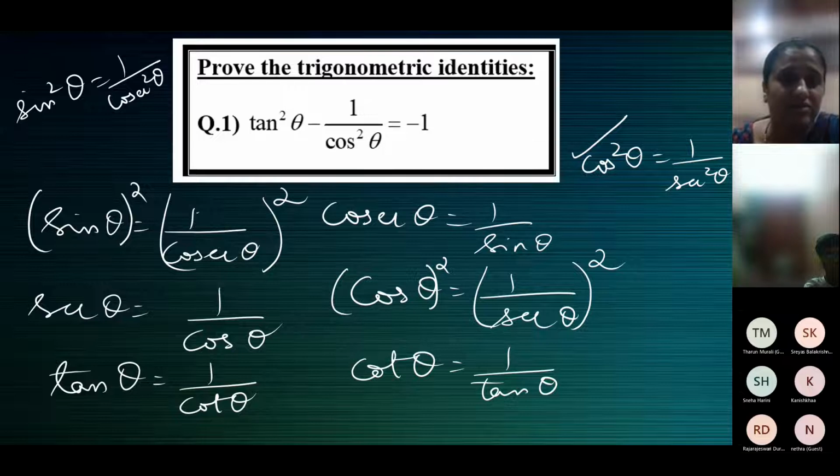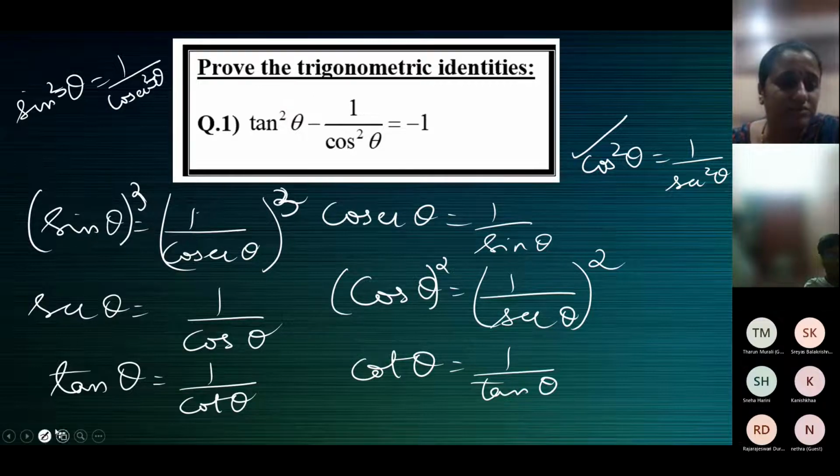You can also cube it on both the sides. You can raise both the sides to the power 4, to the power 5, whatever. So supposing you cube this on both the sides, you raise both the sides to the power 3. Because sin theta is equal to 1 by cosecant theta, cubing on both the sides, we get sin theta the whole cube is equal to 1 by cosecant theta the whole cube. So sin cubed theta is equal to 1 by cosecant cubed theta.